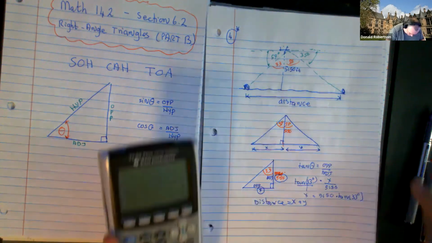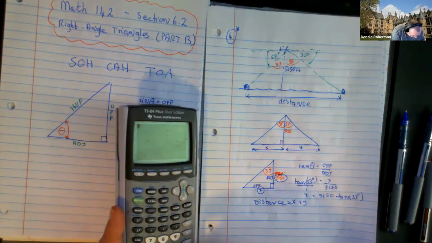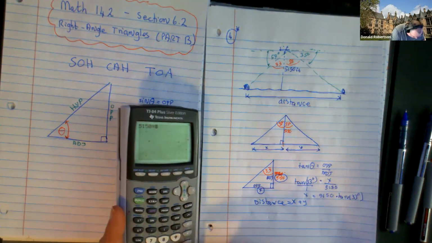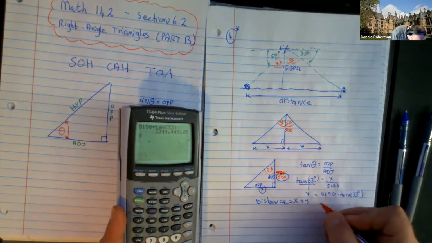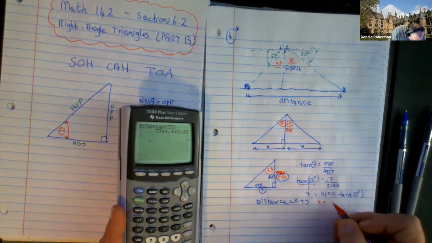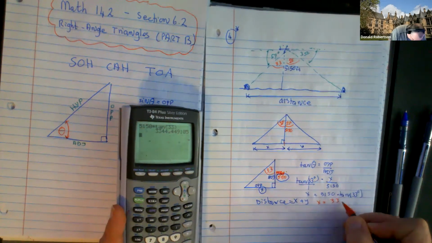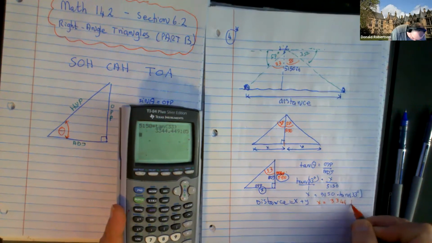And so, a little cross multiply, X is 5,150 times the tan of 33 degrees. 5,150 times tan of 33, and to the nearest whole number, X is going to be equal to 3,344 feet.